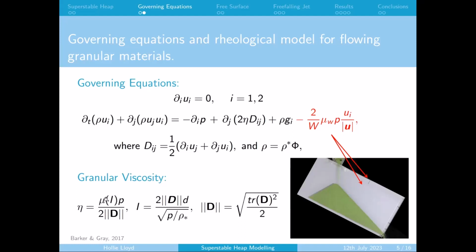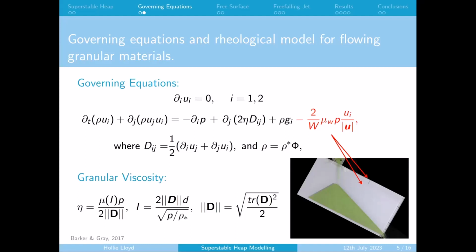And this friction isn't actually constant. It's a function of this number here, I, which is known as the inertial number, and that's this dimensionless quantity here. People use different forms that this can take, and we use a form that's given by this. So we now have a system of equations that are going to describe how our granular material is going to behave.